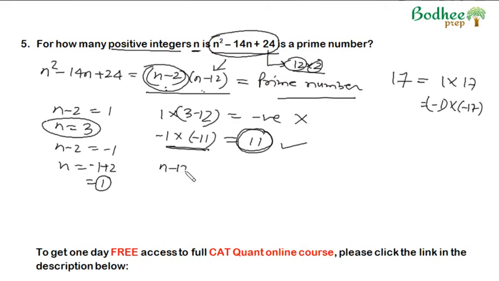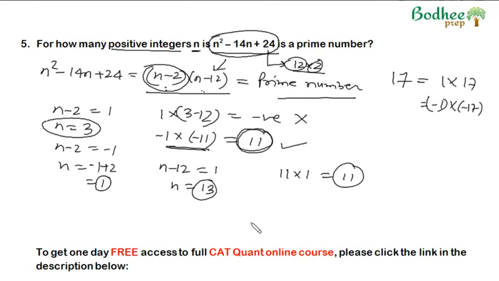Now similarly we have to take the other factor. So I'll assume that n minus 12 is equal to 1. Thereby I'll get the value of n to be 13. Now let me substitute n as 13 here. So 13 minus 2 would be 11, and here 13 minus 12 would be 1. So again I'll get 11. That means n equal to 13 is also one of the possible values for which the entire expression is a prime number.